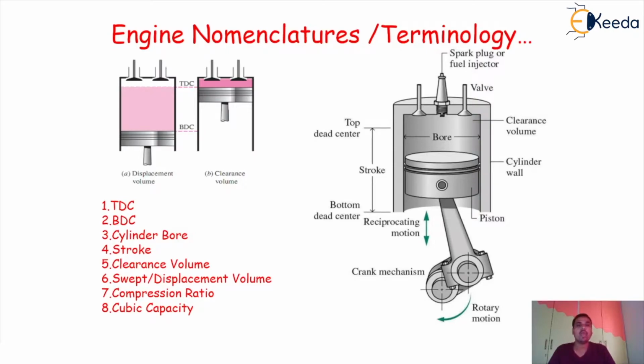Now, when we are going to talk in detail about the engine, a very important thing which we have to learn is called the engine nomenclatures or its terminology. In the last lecture we had the different constructional details of the engine along with its components. We discussed what we mean by valve mechanism, piston, cylinder head, crankshaft, crank pin, etc. These are the different components of the engine.